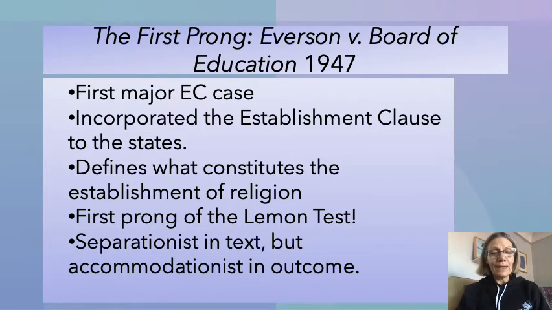And then finally, when you're reading Everson, you're going to think, this is such a separationist case. There's no way they're going to find that this law is in fact constitutional. You're reading it and you think, this law definitely violates the Establishment Clause. So it's separationist in text, but it has an accommodationist outcome, which is sort of surprising. It also sets the stage for future cases and for the difficulty the court seems to have had in dealing with Establishment Clause cases over its long history.